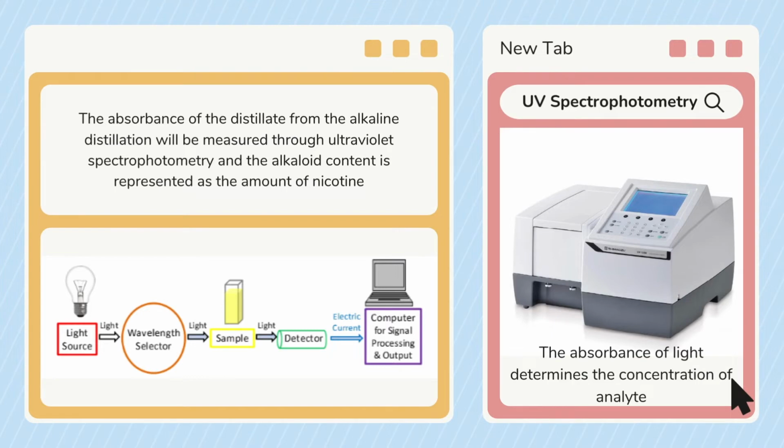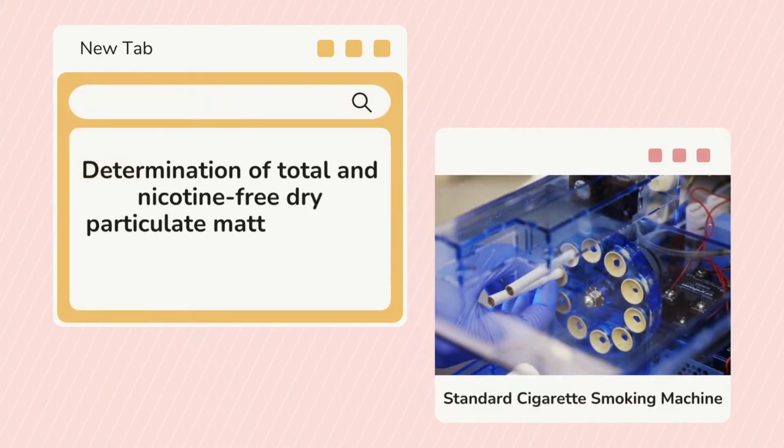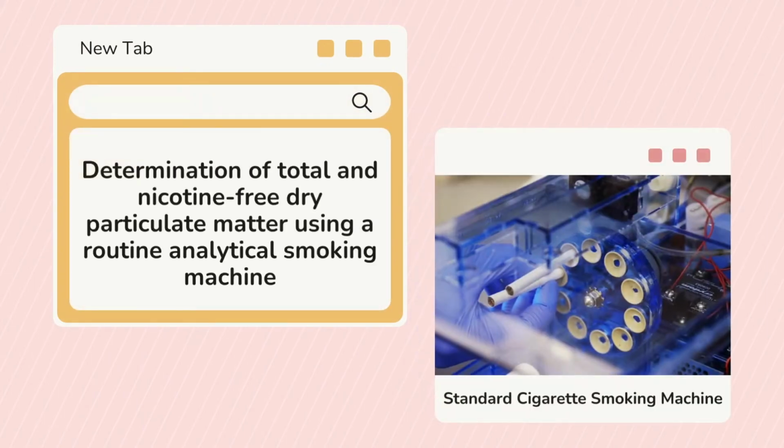In UV spectrophotometry, the analyte absorbs light, causing excitation of electrons from ground state to higher states, which absorbs wavelengths specific to each molecule. The absorbance of light determines the concentration of analyte, which is alkaloid or nicotine in this case. In the determination of the total and nicotine-free dry particulate matter, first, the cigarettes were sampled and conditioned.